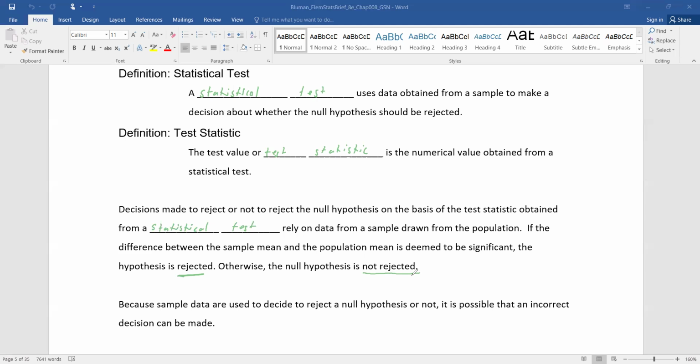All right. So again, because sample data are used to decide whether to reject a null hypothesis or not, it is possible that an incorrect decision can be made, which is what I was talking about earlier. So let's talk about this error.